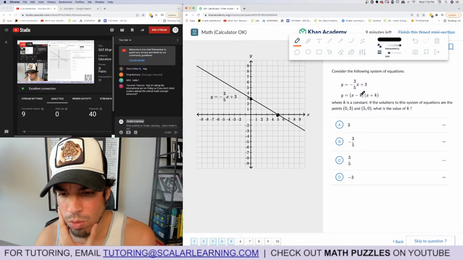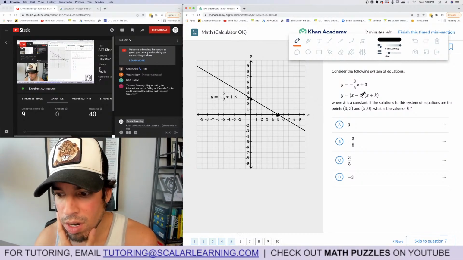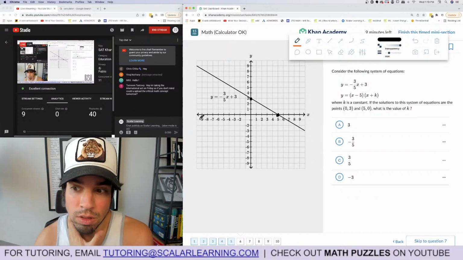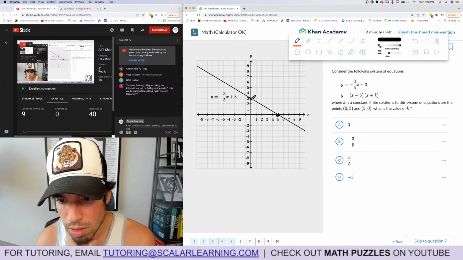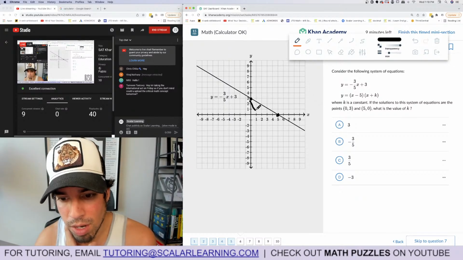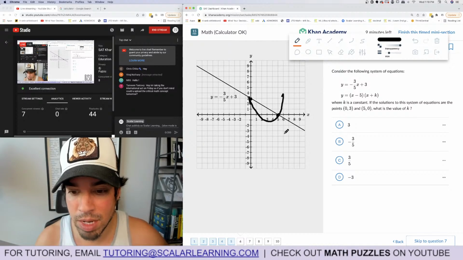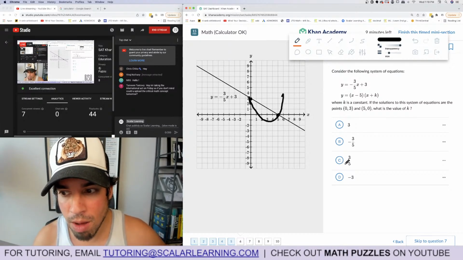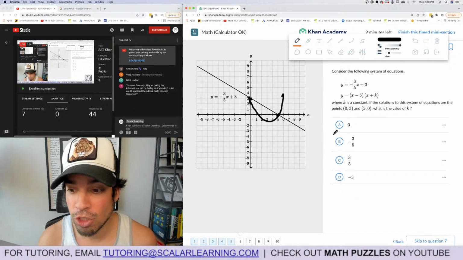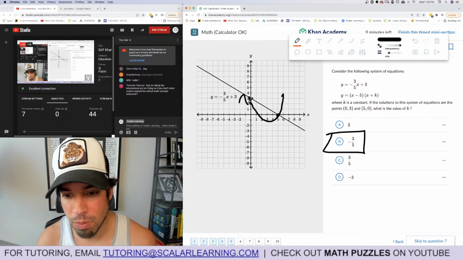Obviously, 5 is one of the x-intercepts. Probably the other one is like, oh, it's going down. No, what? It doesn't make any sense. Oh, I get it. It's going to probably go like this. So I'm just estimating, right? So k is probably negative 3/5. I'll bet you. Just from the look of this and from what I'm creating.